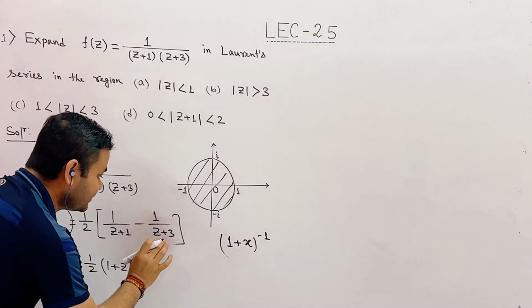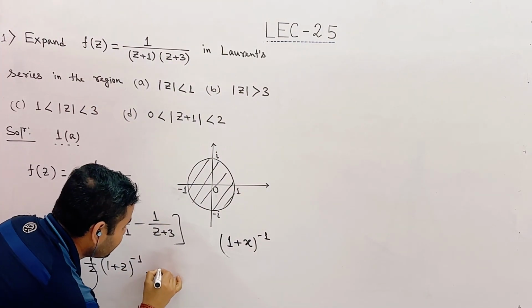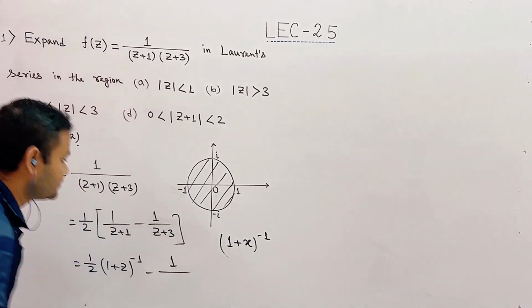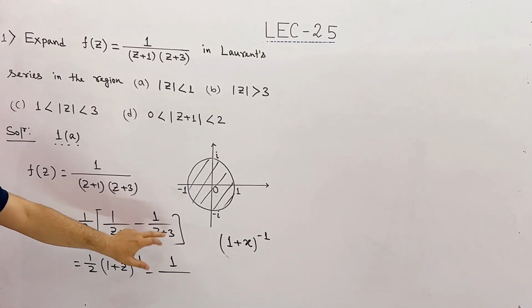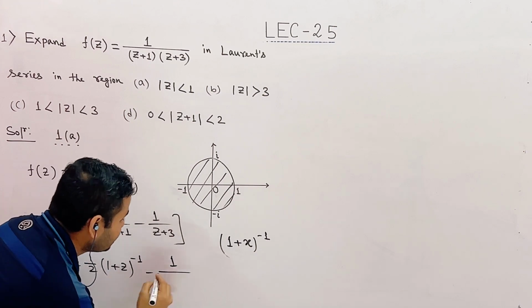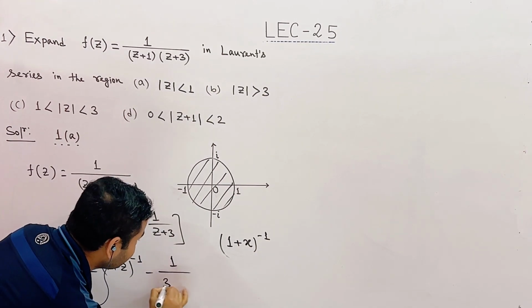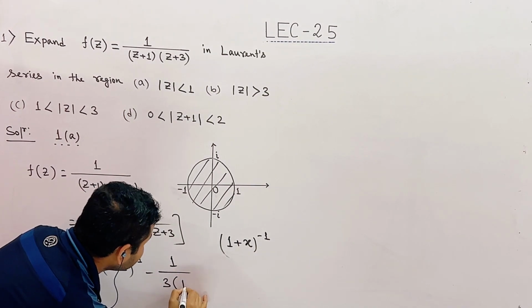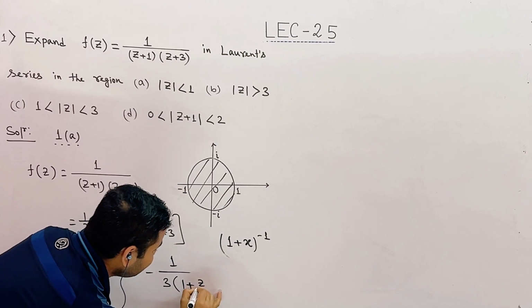Again, let us simplify the second term. So first let us take common 3 from the denominator of this term. So if we take common 3, we will get 1 plus z by 3.